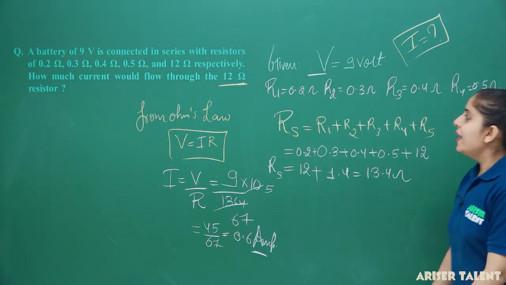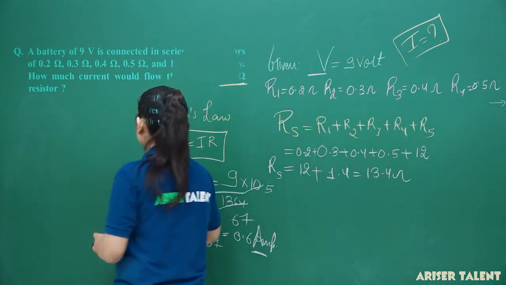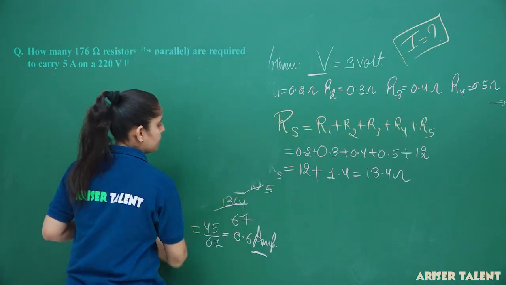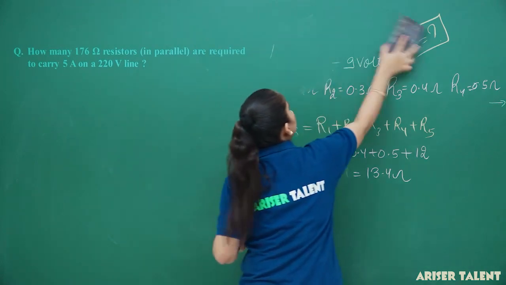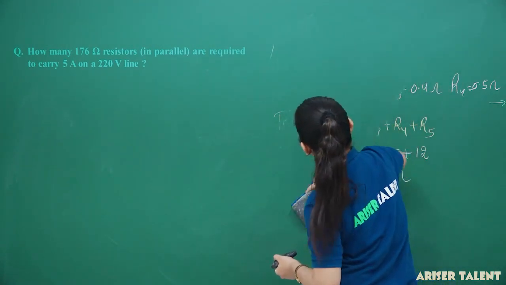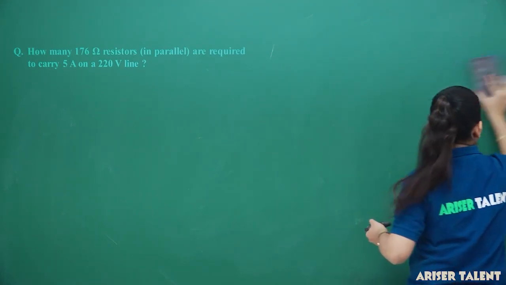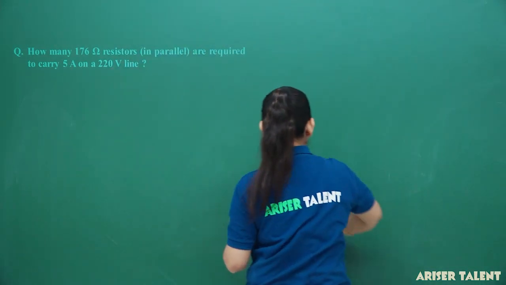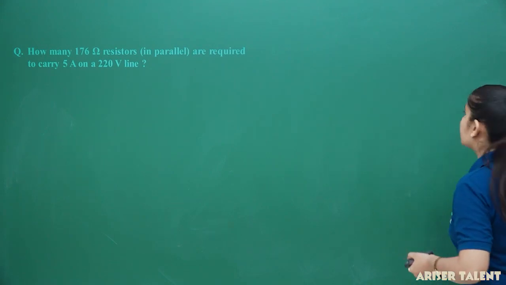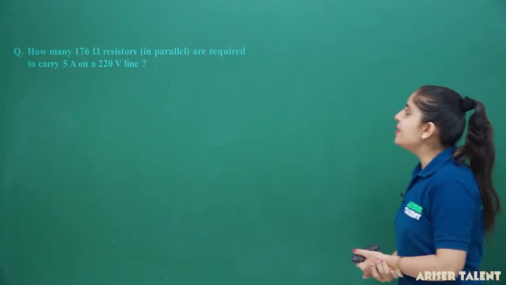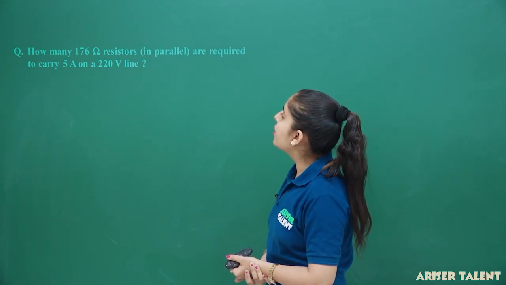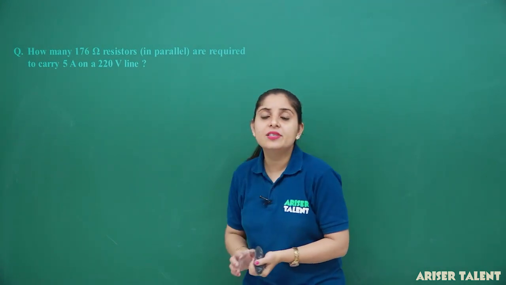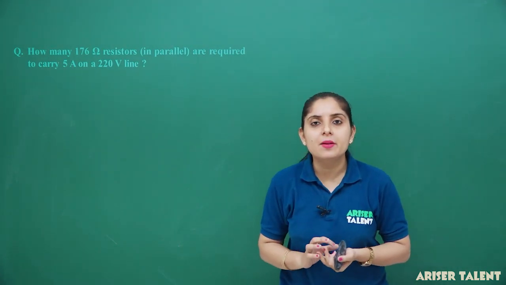Now, the next question in this sequence will be: how many 176 ohm resistors in parallel are required to carry a 5 ampere current on a 220 volt line? So this is again a very interesting question. What you have to find? You have to find the number of resistors here.